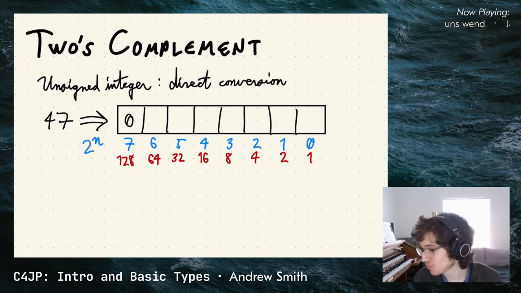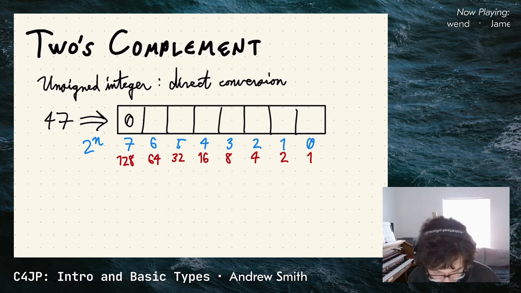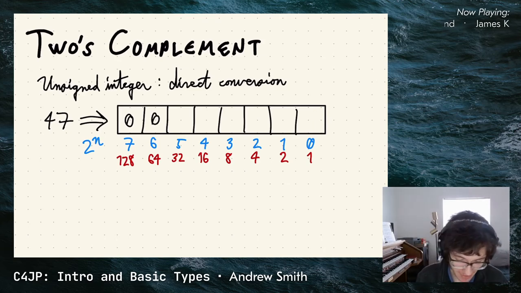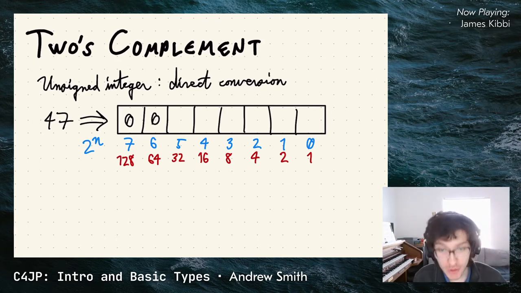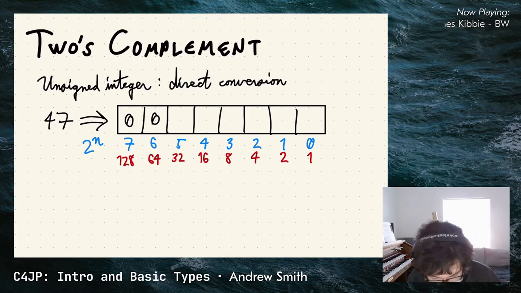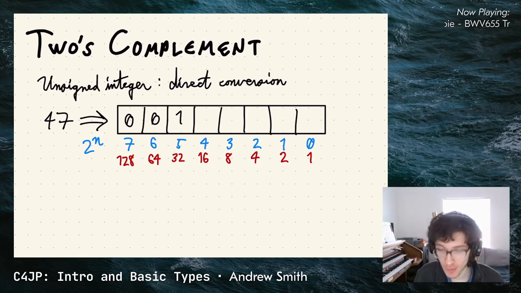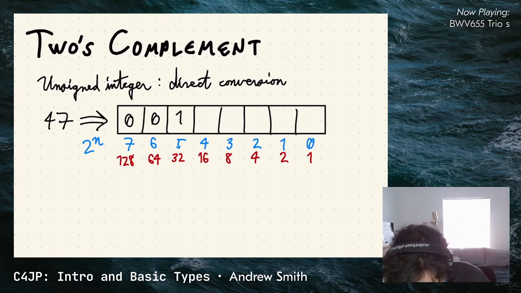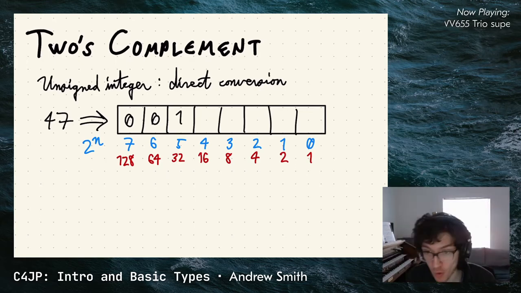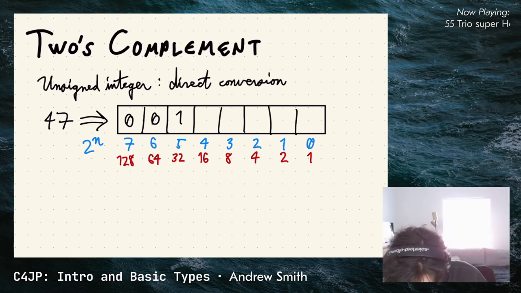Same thing applies to 64. 64 is greater than 47, zero 64s in 47. Now 32 is our first one that is less than 47. So I'm going to say, well, in that case, I need a 32 in my binary integer. So I'm going to write a 1 here and subtract 32 from 47, which is going to give me a value of 15.